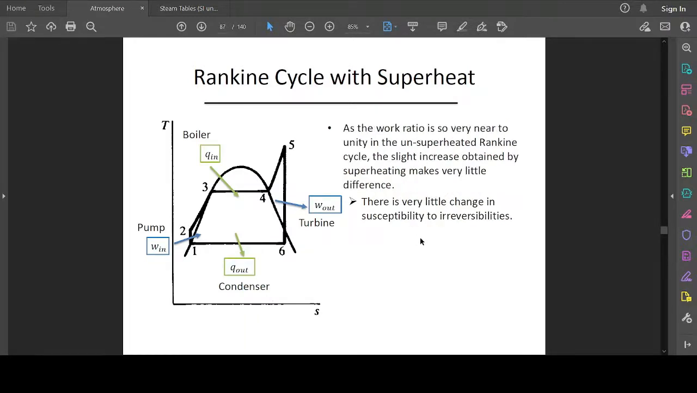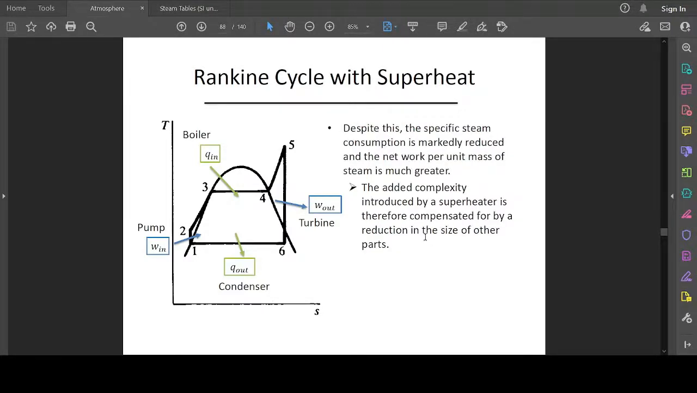So as the work ratio is very near to unity in the unsuperheated Rankine cycle, the slight increase obtained by superheating makes very little difference. There is very little change in susceptibility to irreversibilities. So despite this, the specific steam consumption is markedly reduced and the net work per unit mass of steam is much greater. The added complexity introduced by the superheater is therefore compensated by a reduction in size of other parts. Okay.